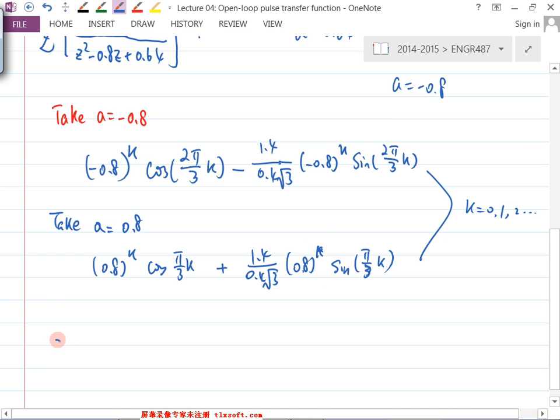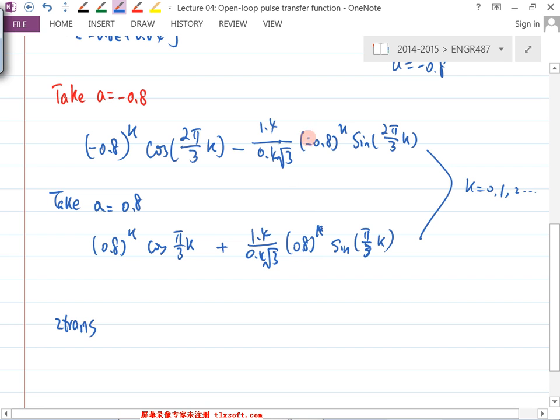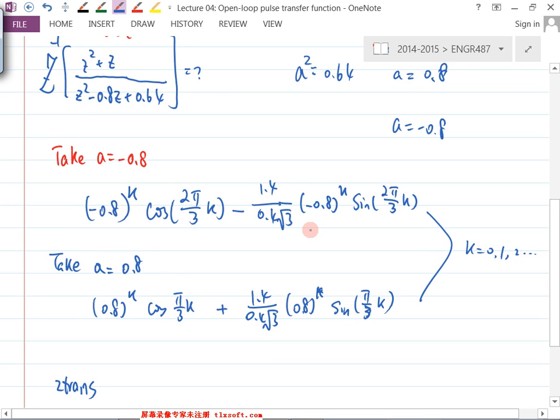So try MATLAB ztrans. Use the example given in the lecture notes. Try on both of these, and you'll get the same Z transform. And the other way to prove that these two are the same is to make use of the trig identity. You can try it yourself. I actually tried it myself, but I just don't want to spend the whole class going over it.